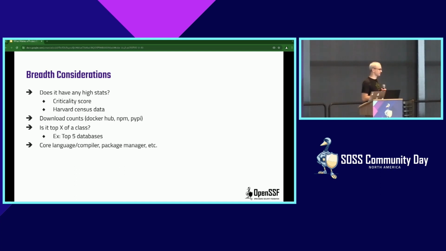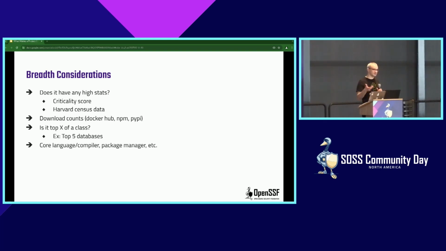Does it have a lot of commits? Does it have a lot of contributors? The Harvard Census research was a good data source for us. If you want to learn more about that, go to our working group page. We have links to that. So all of those things would show, hey, this project is used widely.